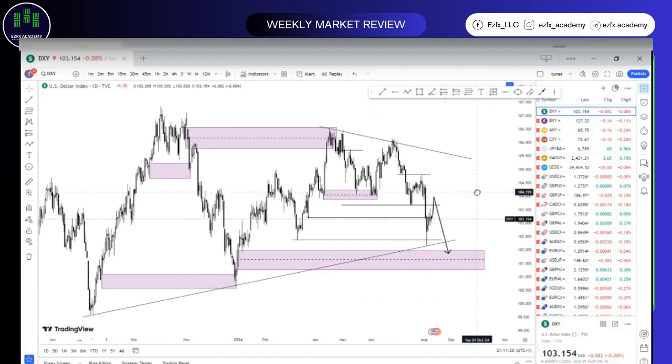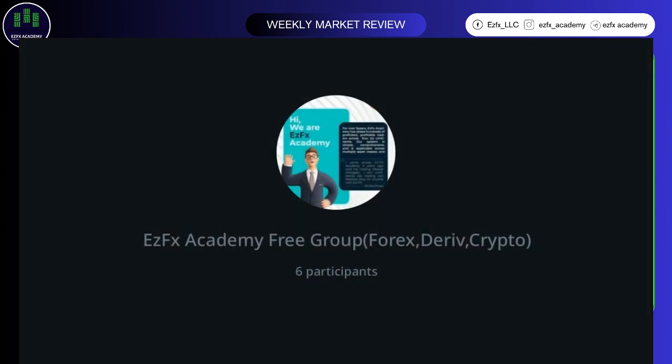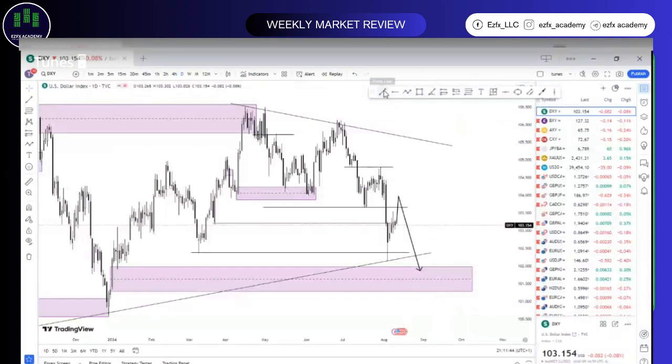Let me do it like that. So this is what I'm expecting on DXY during the course of the week. I expect that DXY will first go bullish, towards maybe somewhere around here. These are around 103.937.